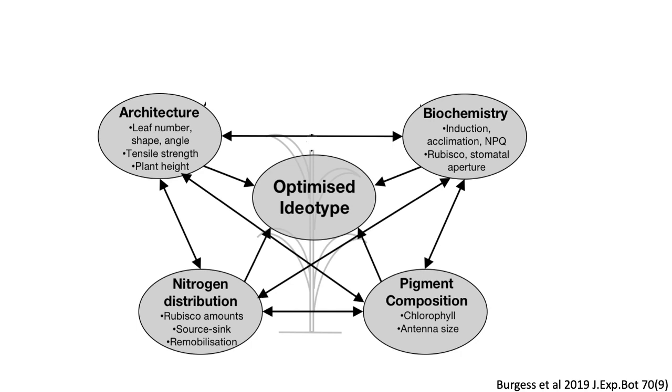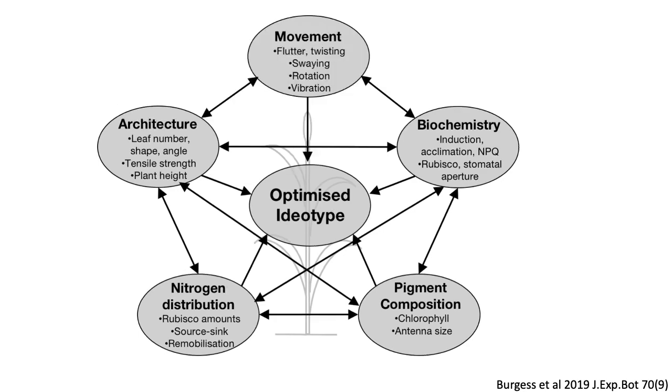So we proposed that of all of the factors that affect photosynthesis within plant canopies, that is architecture, distribution of nitrogen, pigment composition and biochemistry, we believe that we should now be adding movement to this list of factors, because we believe that this does affect canopy photosynthesis. The problem then becomes how do you improve this in crops?